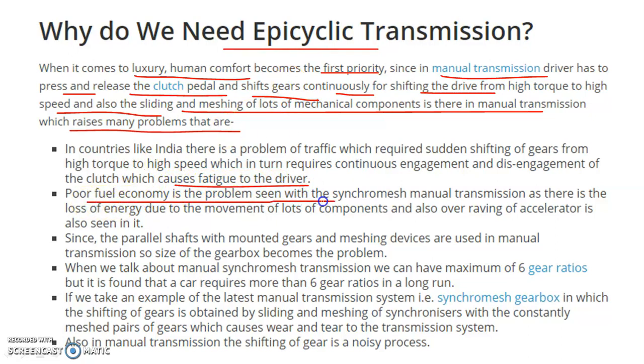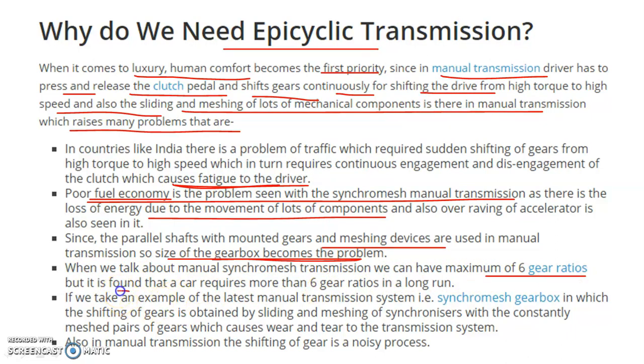Poor fuel economy is a problem seen with the synchronous manual transmission, as there is a loss of energy due to movement of lots of components, and over revving of the accelerator is also seen. Since parallel shafts with mounted gears and meshing devices are used in manual transmission, the size of the gearbox becomes a problem. Next reason is, in manual synchronous transmission we can have a maximum of 6 gear ratios, but it is found that a car requires more than 6 gear ratios in the long run.